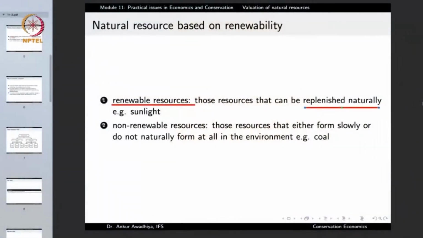On the other hand, we have certain non renewable resources, those resources that either form slowly or do not form at all in the environment. So the process is so slow that it is as good as that these resources are not being produced at all now. Things such as coal or petroleum. Now it takes millions of years to produce coal or petroleum under conditions of high temperature and pressure.